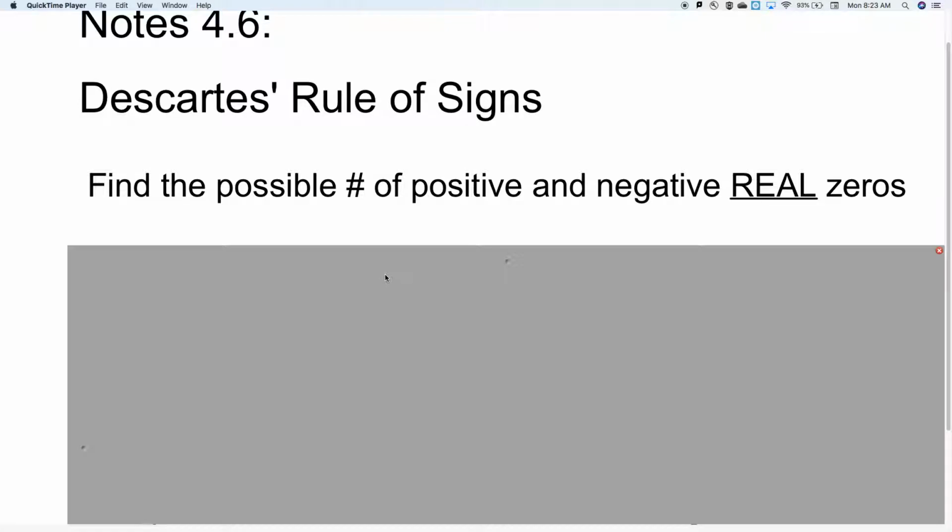Now, it does have that tricky word possible in it again. So it means it could have this number of positive real zeros, or it could not, right? So sometimes Descartes' rule of signs is super helpful, and sometimes it's like, it didn't really help me at all. Now I still have to check the whole list or check at random, okay?